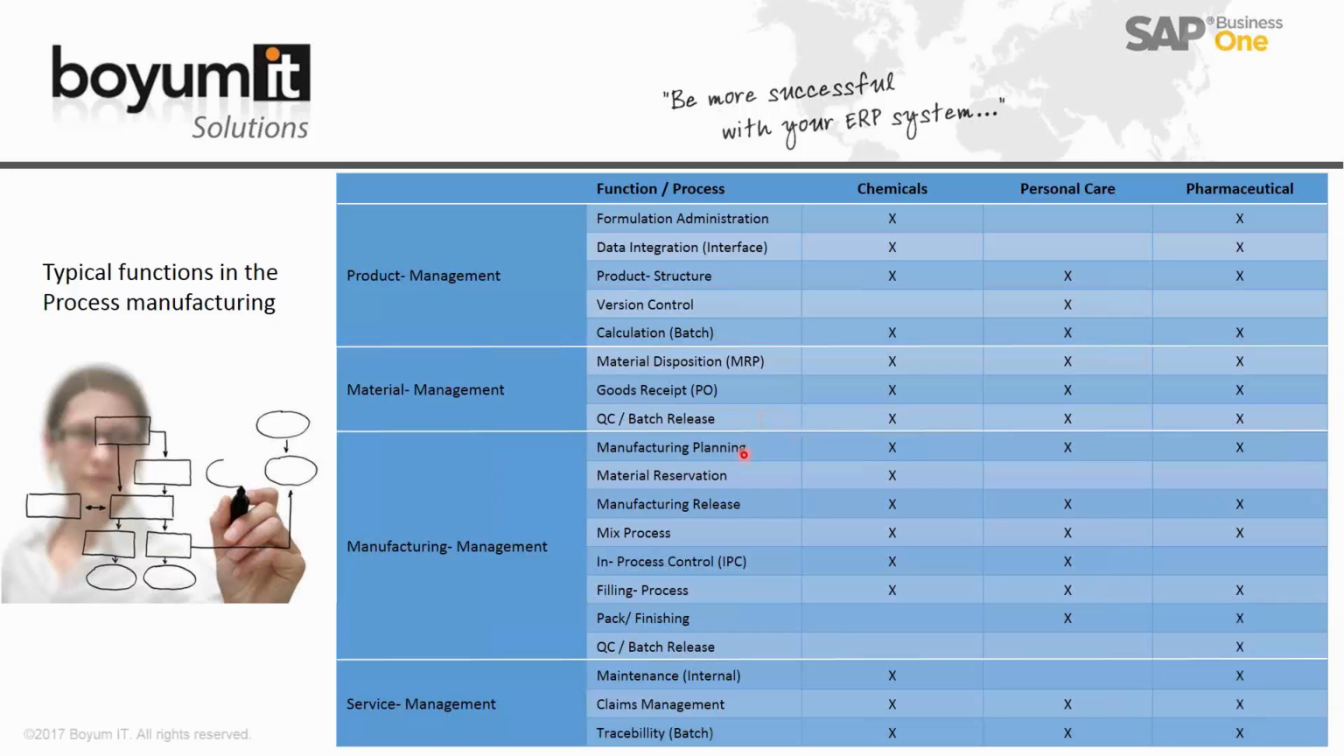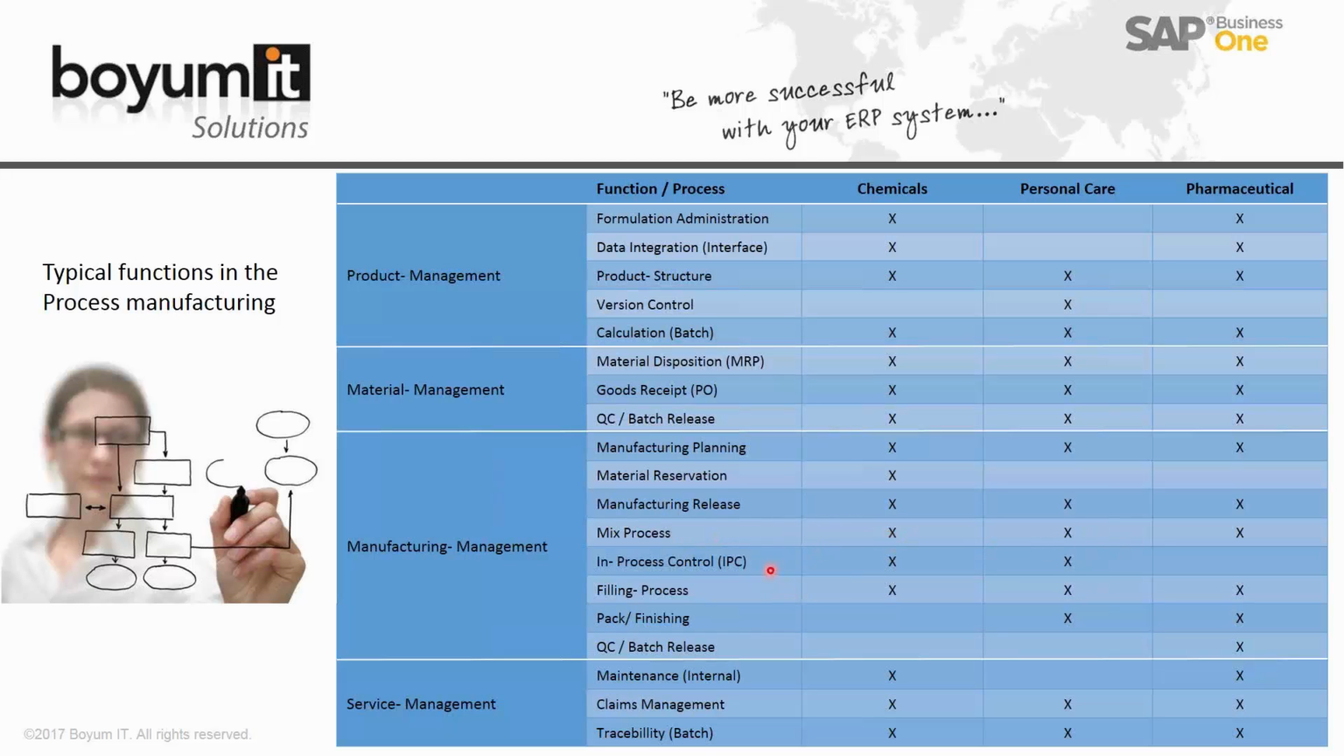And then we have the manufacturing management itself, and manufacturing planning. We have here a material reservation, maybe based on manufacturing planning, so that you can do some reservation based on that. Maybe we don't have it in personal care and pharmaceutical. The manufacturing release itself is always necessary. And then typical for process manufacturing is a mixing process, so you always mix your ingredients.